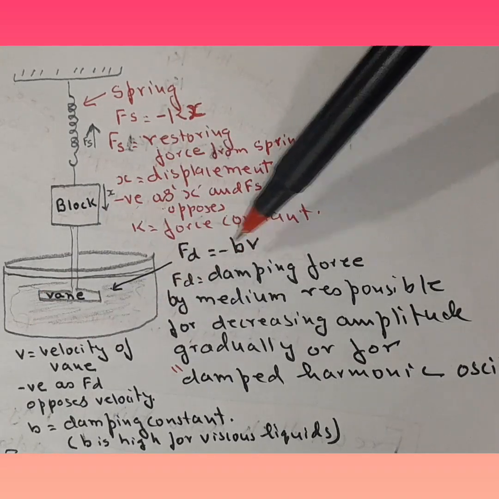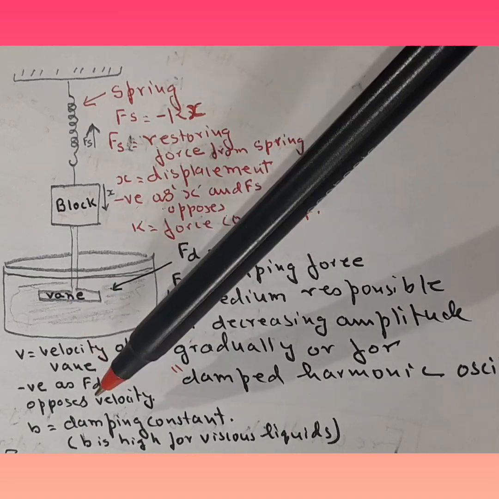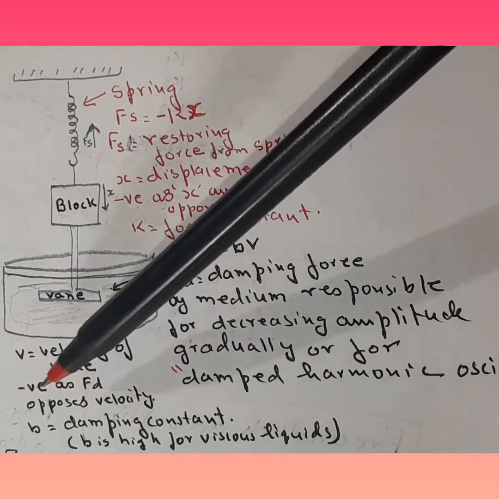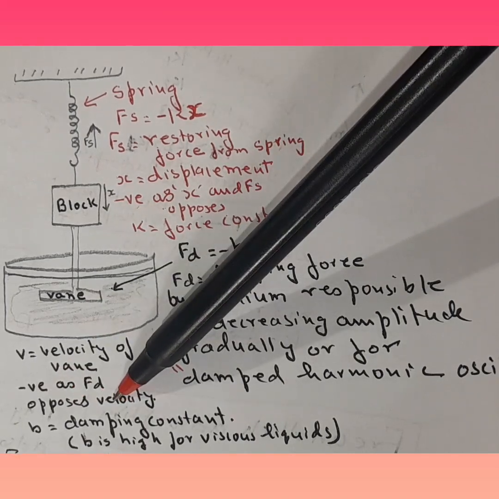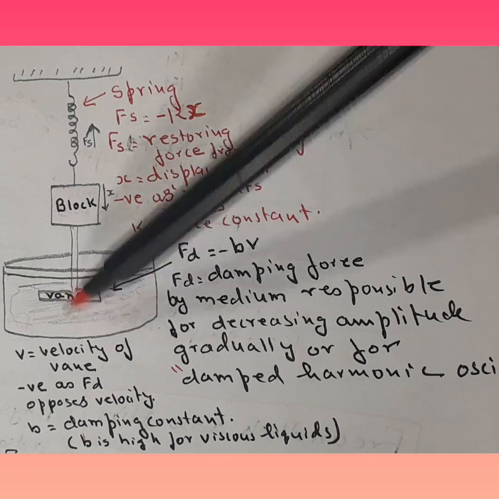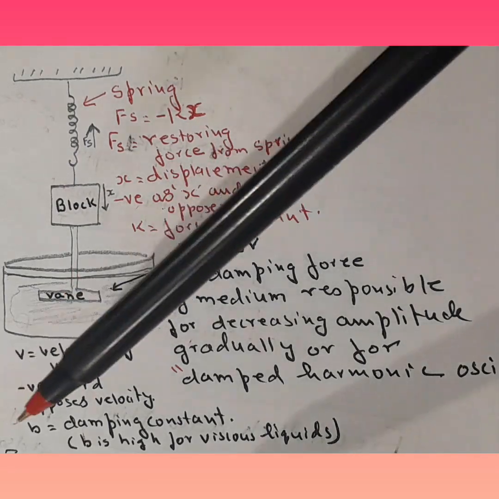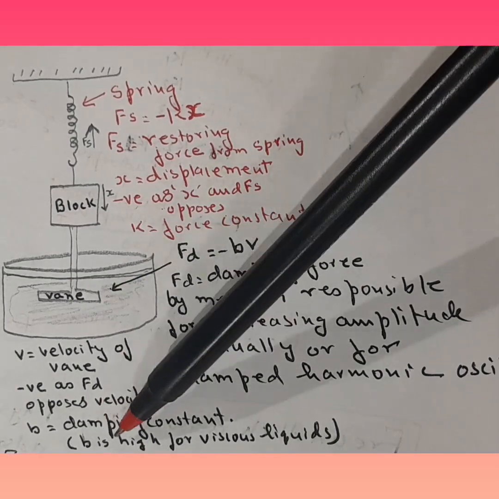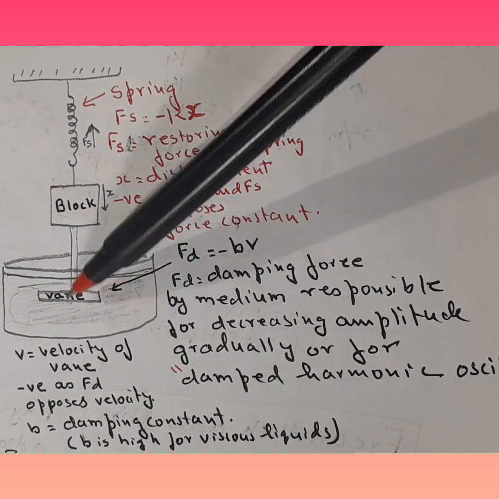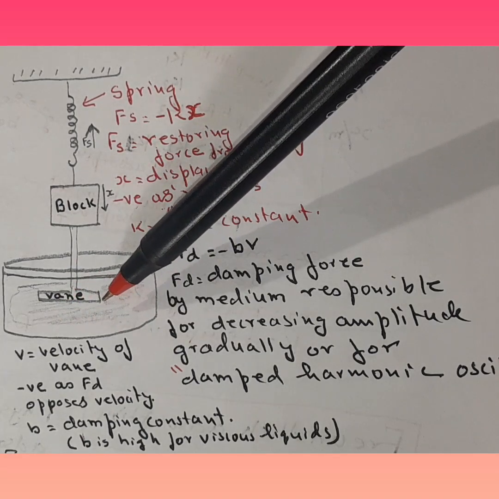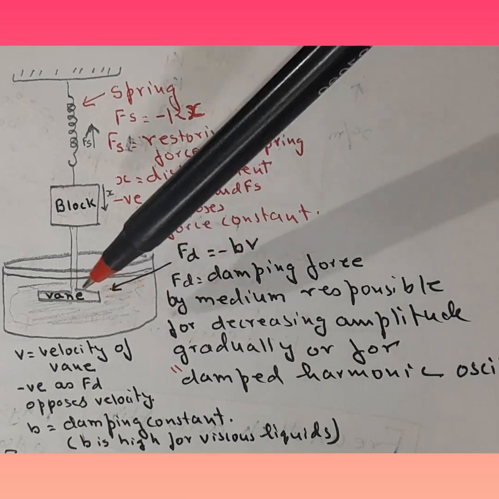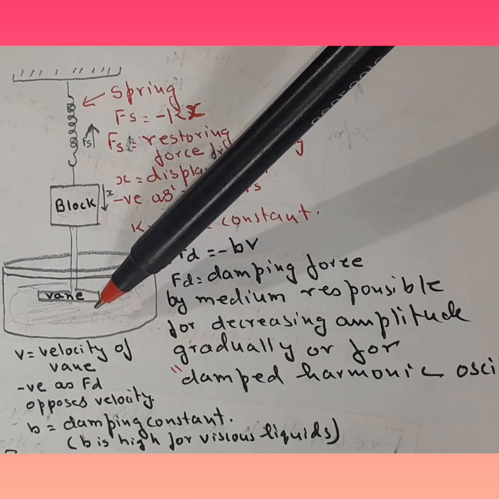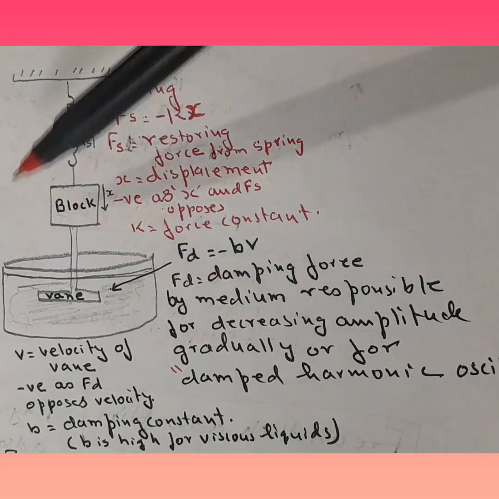Then v is the velocity of the vane, and it is negative. Why? Because FD opposes velocity. This damping force is opposing the velocity, so negative. And as we had K, b is the damping constant. This b would depend on the fluid. The higher the viscosity, the higher would be b. If we have water here, then the value of b would be less, and if we have honey over here, the value of b would be very high. So that's about the setup.